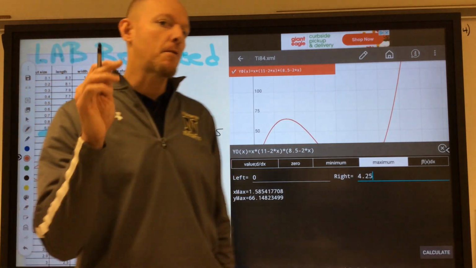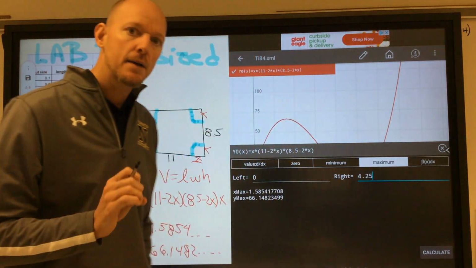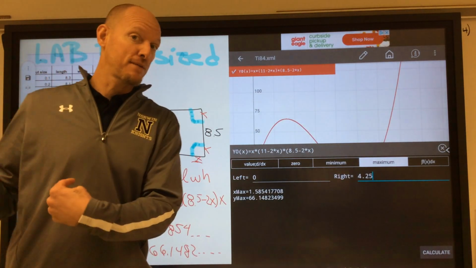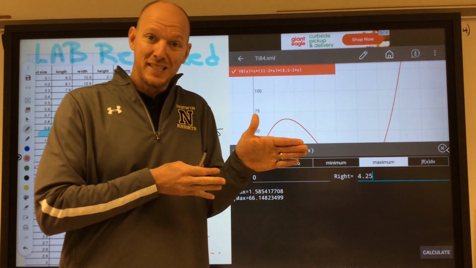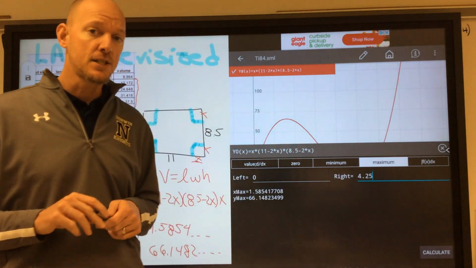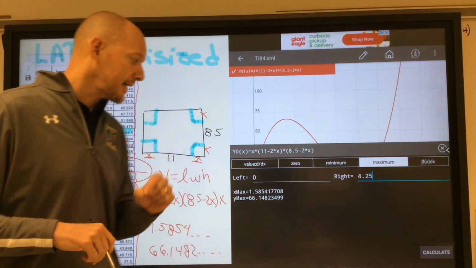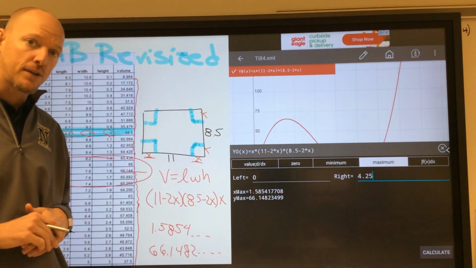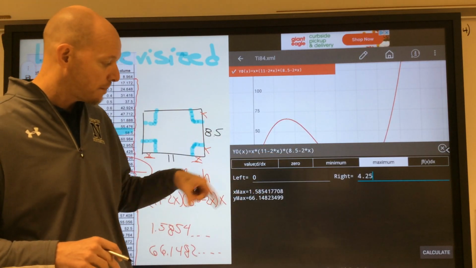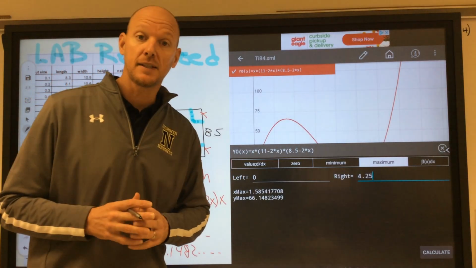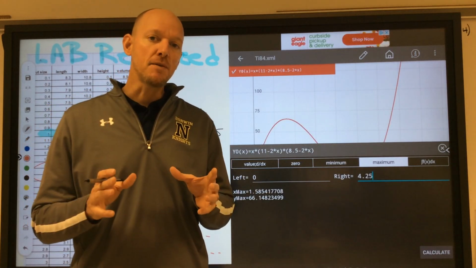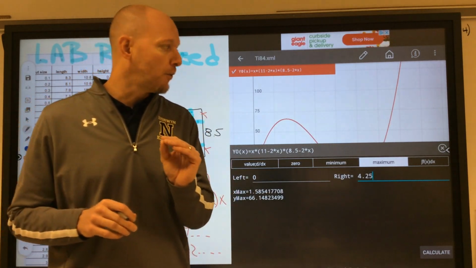But now we actually have a precise value of our cut. So maybe you were close, and maybe your guess was 1.5, or maybe your guess was 1.6 as far as how many inches to cut. But the precise answer would be found by using the maximum command on our calculator, getting a cut size of 1.585417708.